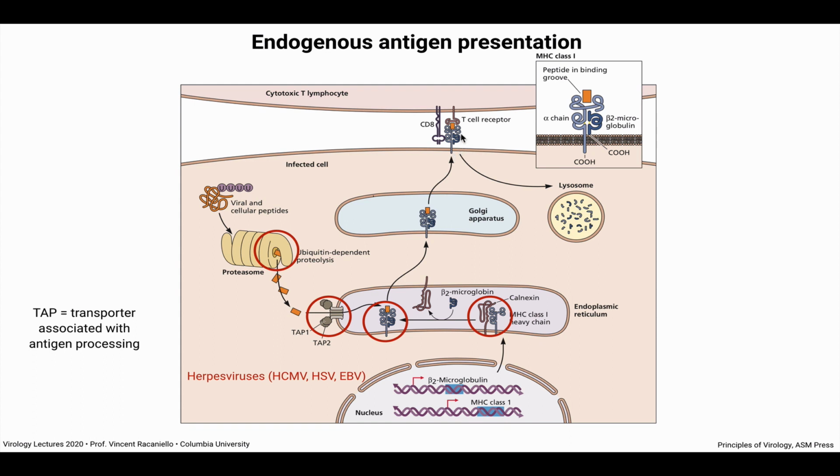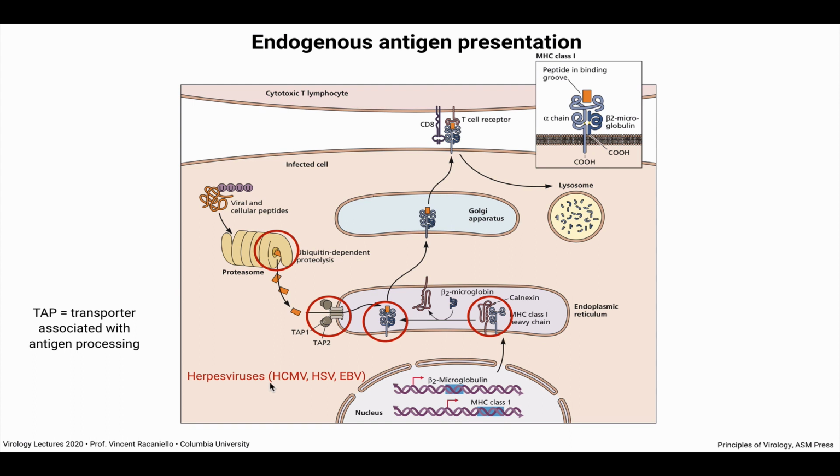And so again, there is MHC class 1 in the plasma membrane with the peptide in a groove in the molecule. That's what the T-cell receptor sees. So that's the endogenous antigen presentation pathway. Of course, viruses antagonize this. And there are a couple of ways they can do that. They're shown here by these red circles. These are just a few examples.